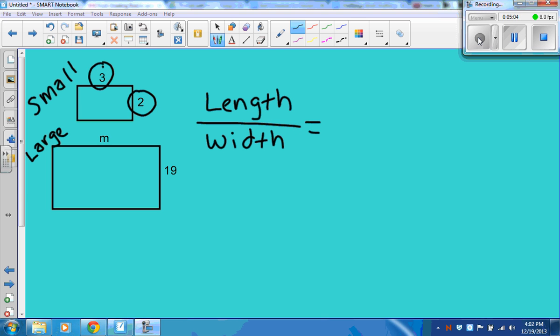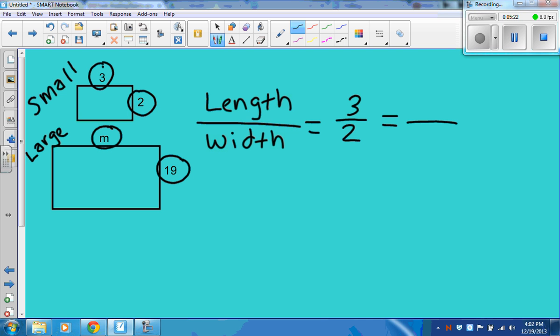Okay, so we fixed our problem. So we have length over width. So our ratio for our small rectangle would be 3 over 2. Okay, now let's look at our large rectangle. We have our length being m, which is what we're trying to figure out, and 19 as our width.